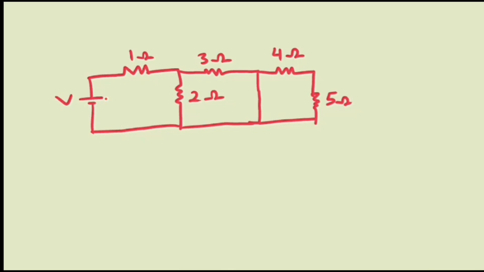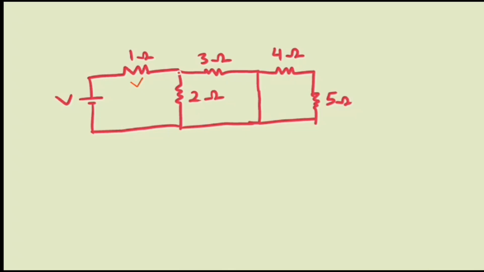Let's see. Current is like water when it's flowing through a pipe. So consider this conducting wire as a pipe, then consider the current as water. When you have the current moving up here, it has no other path except to pass through the resistor. So this resistor will be active or will be working. So let's mark it as 1.